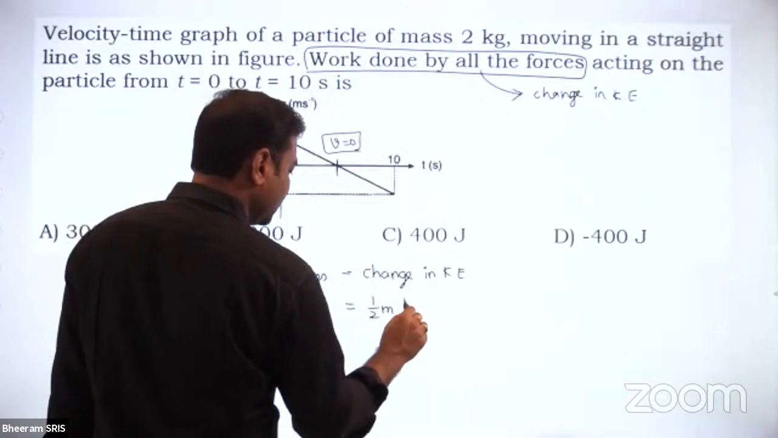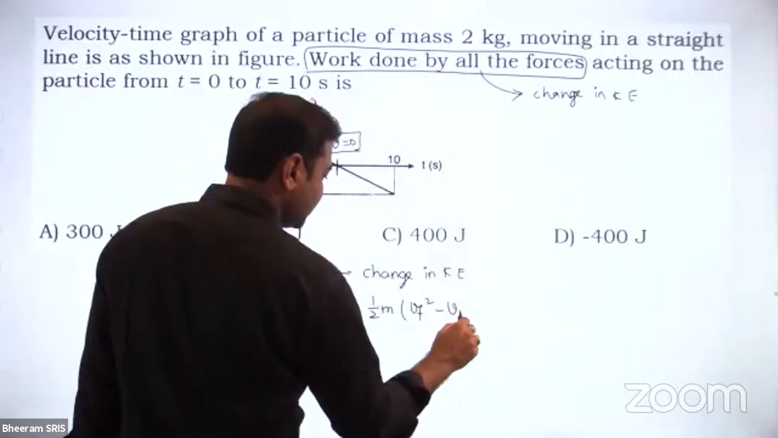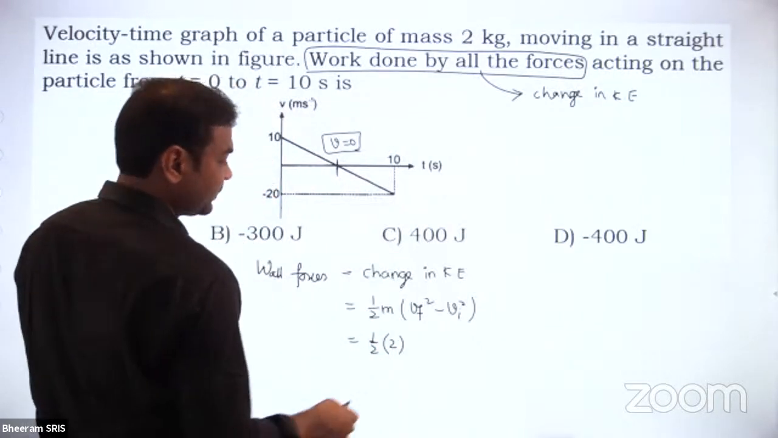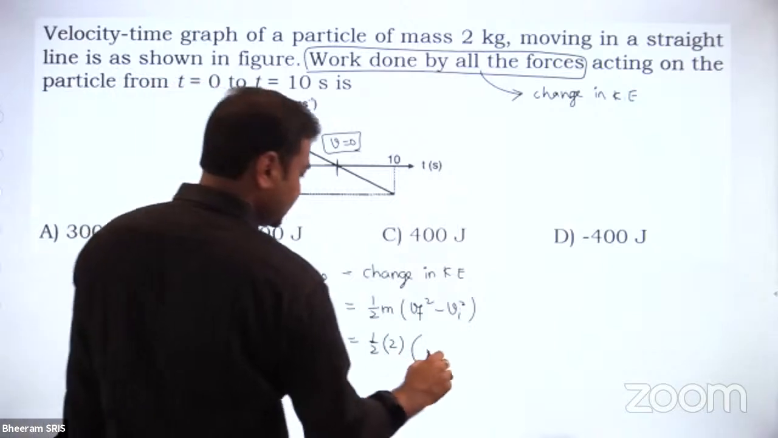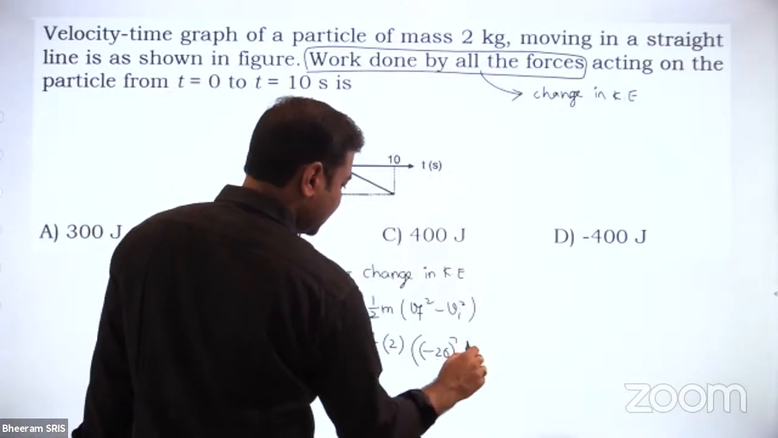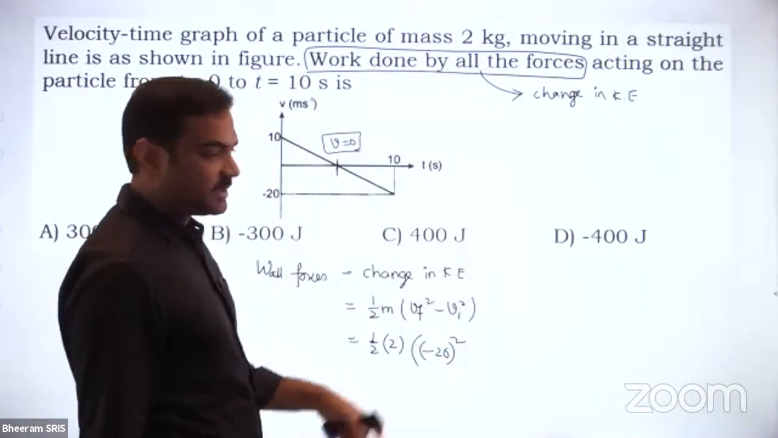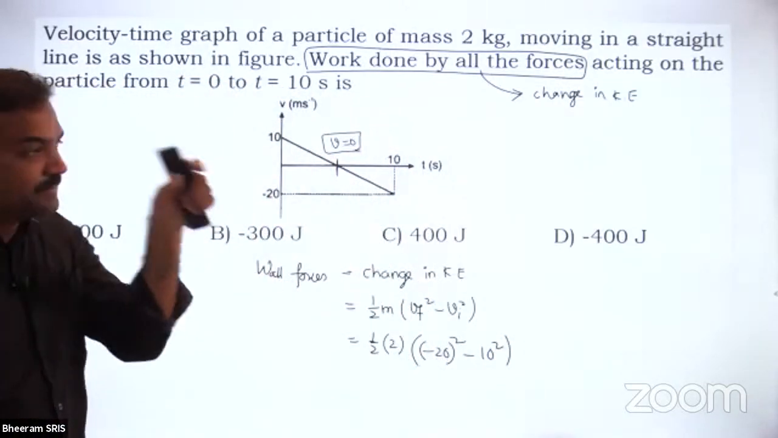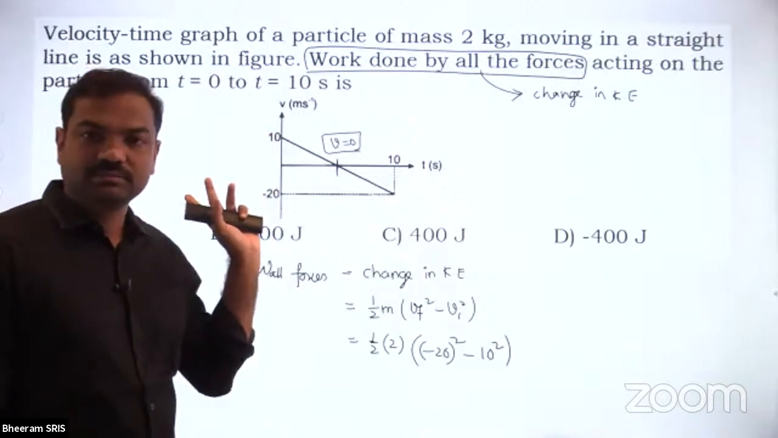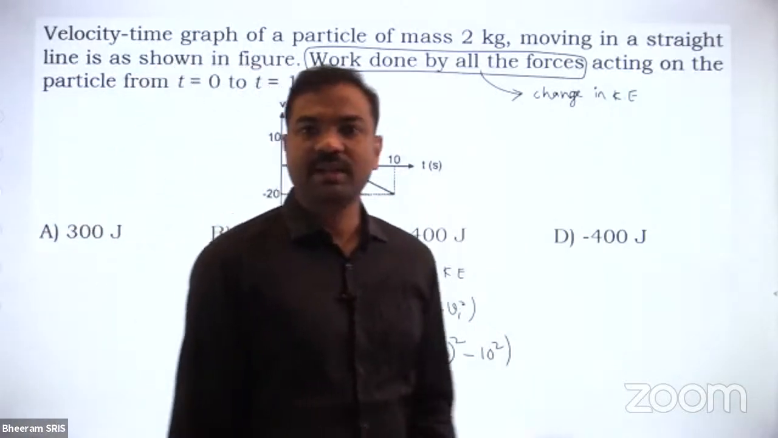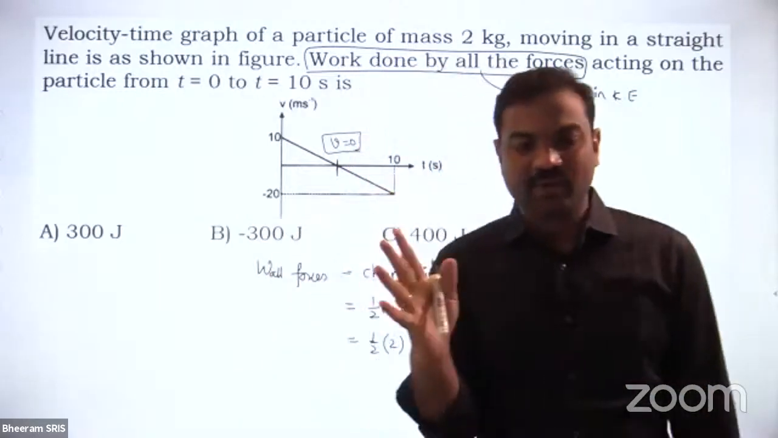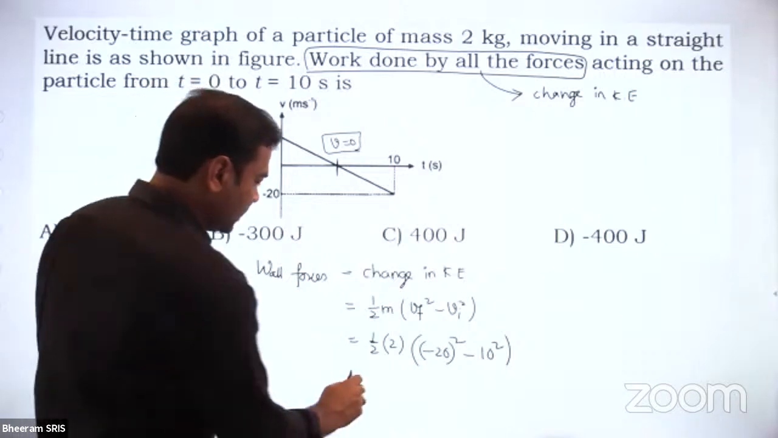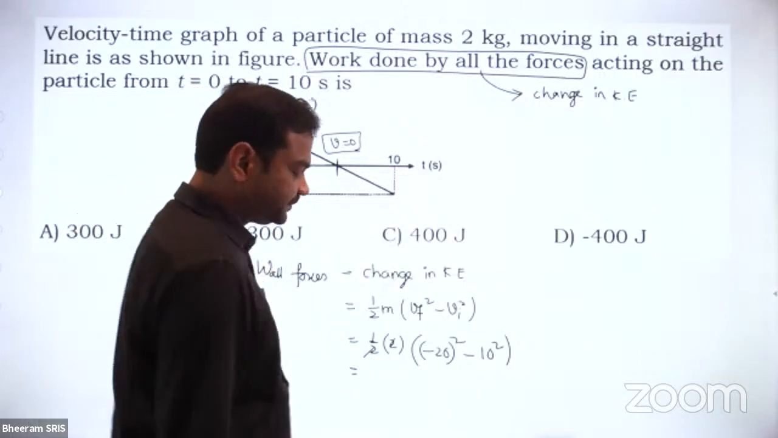Half m into v final square minus v initial square. Half into mass, 2 kg, into v final. What is the final velocity? It is minus 20. Minus 20 or plus 20 doesn't matter. Why? Because it's a speed. Kinetic energy we are finding, minus 10 square. Initial velocity is 10, finally 20, for kinetic energy logic. Because kinetic energy doesn't see the direction of velocity. It is only magnitude.